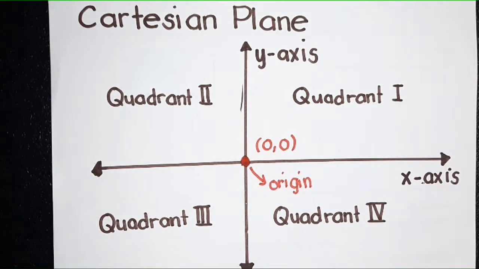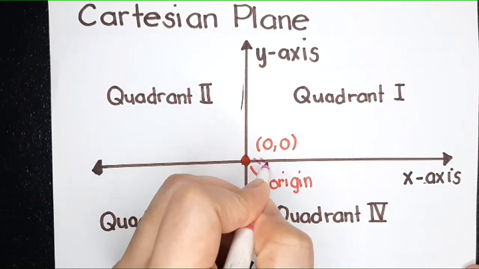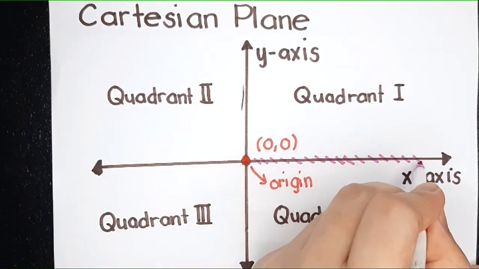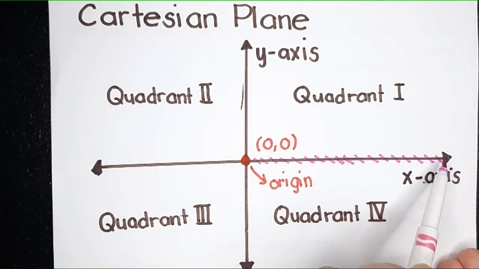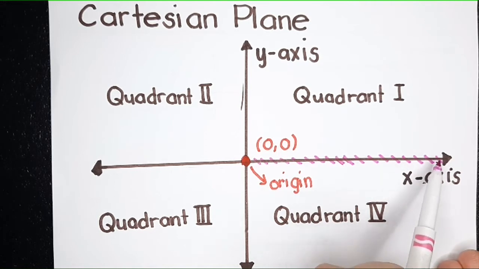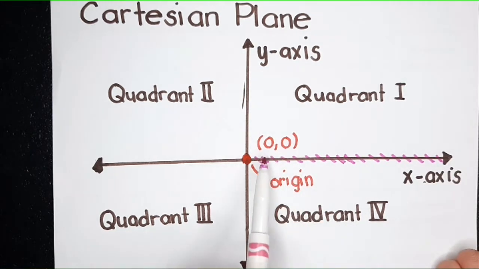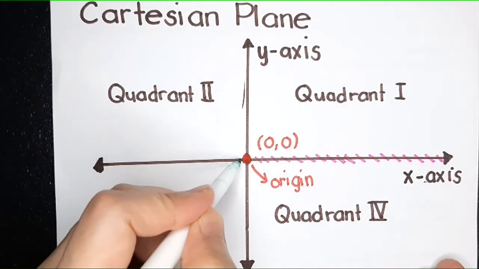Here, note that this portion, this is your positive x-axis. Do you see this arrow? This means this line goes infinitely into this direction. So take note, this is the positive x-axis. And on the other side, you have the negative x-axis.